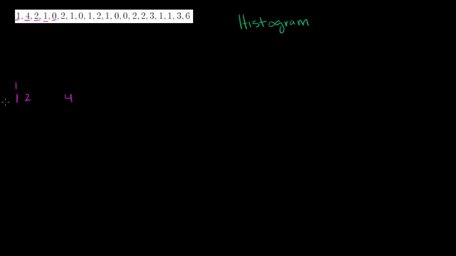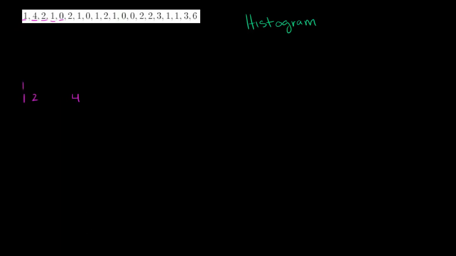I have a 0. Let me put the 0 to the left of the 1. I want to put them in order. I have a 2. Another 2. Let me stack that above my first 2. I have another 1. Let me stack that above my other 1s. I have another 0. Let me stack it there. I have another 1. Then I have another 2. Another 2. Another 1. Another 1.